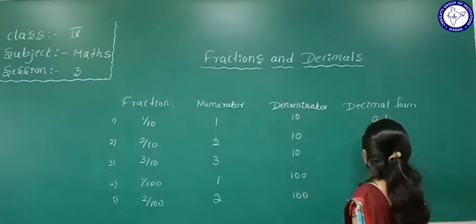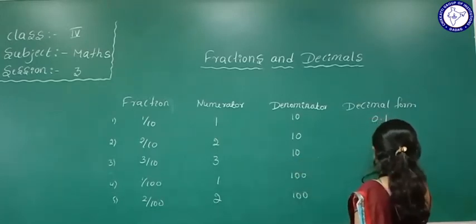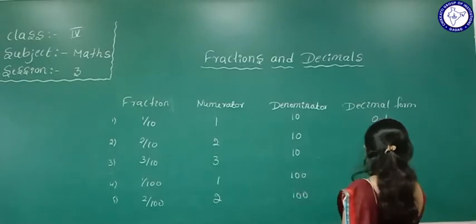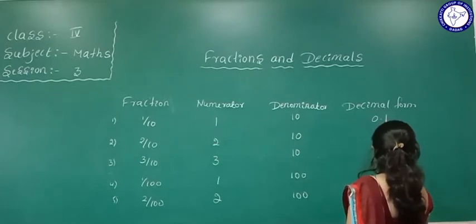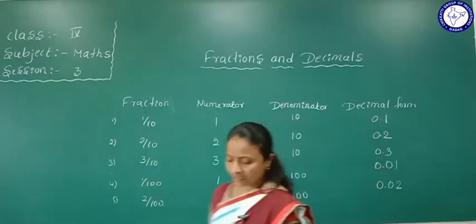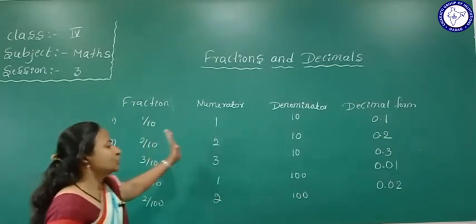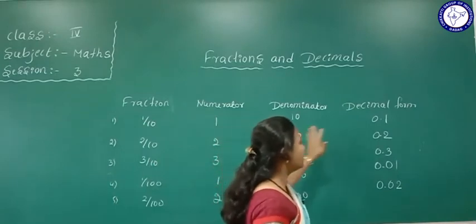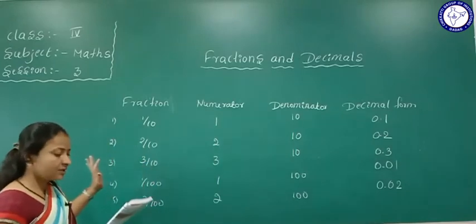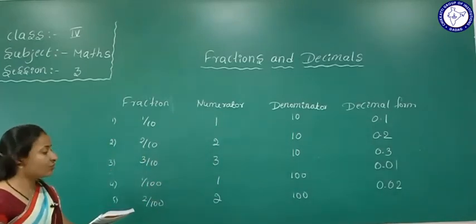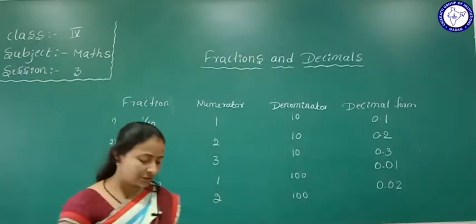0.1, 0.2, 0.3, 0.01, fourth one, fifth one 0.02. So like this we will write the decimal form. So fractions, numerator, denominator and decimal form. Understood? This is the chart here. In the decimal form also we will see here, decimal fractions also we will see here, numerator and denominator also we will see here.